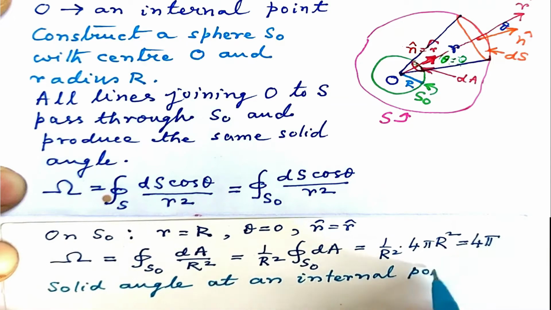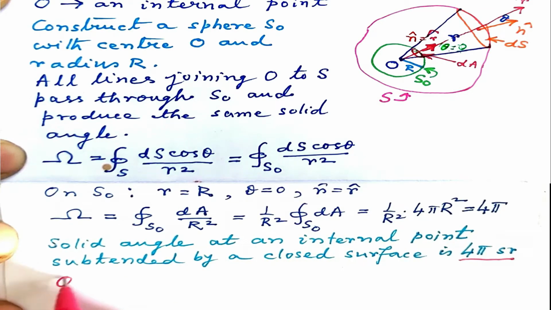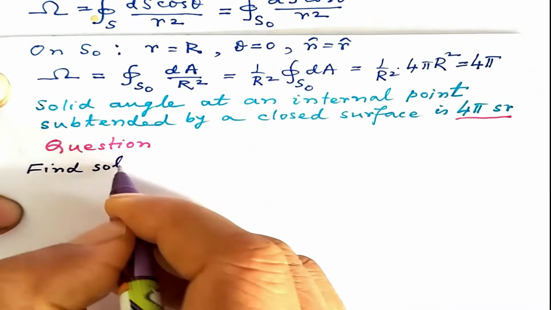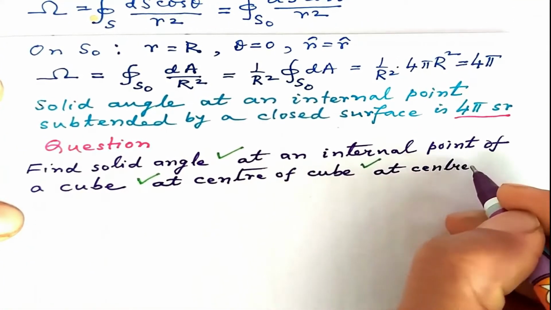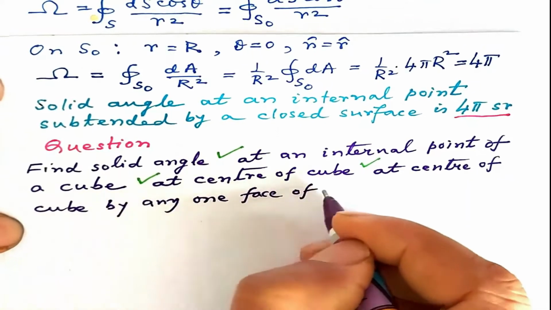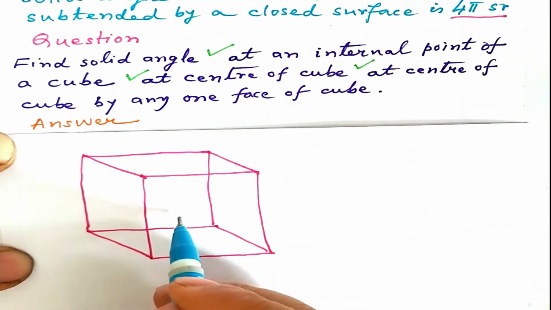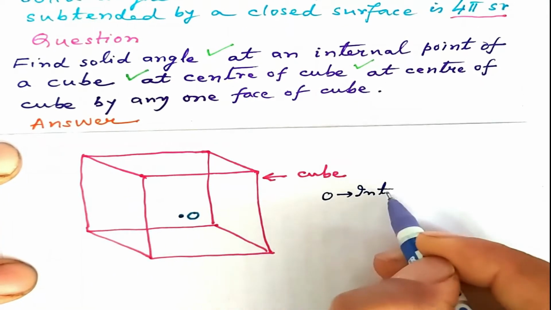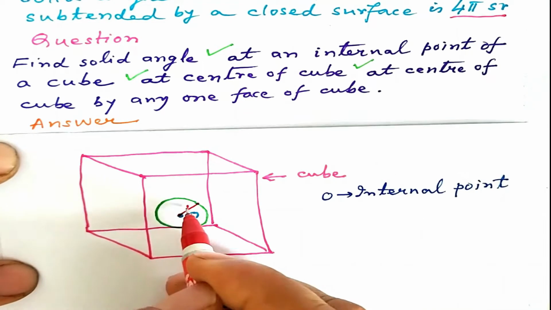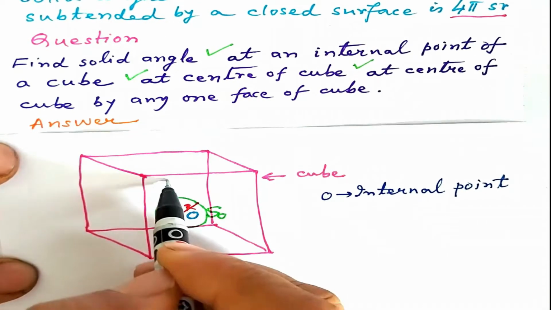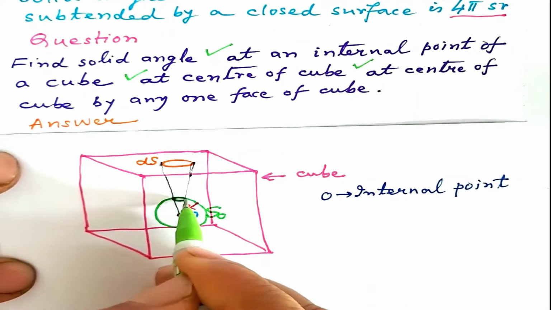Solid angle at an internal point subtended by a closed surface is 4 pi steradian. We address another question. Find solid angle at an internal point of a cube. At center of cube, by any one face of cube. Answer. Let us draw a cube. This is the center O. O is an internal point. Let us draw a sphere with center O and radius R. Name the sphere S0. Construct a cone that intercepts area dS on cube surface and dA on the sphere.